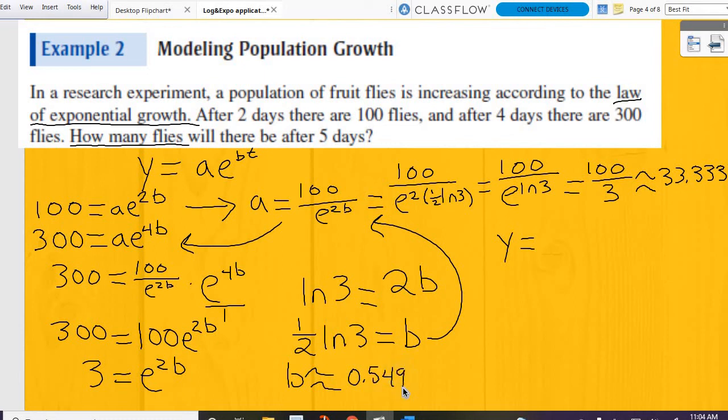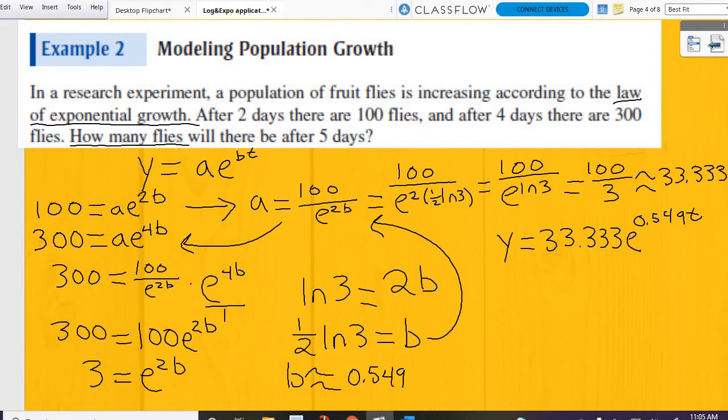Five, 4, 9. So we have 33.333 times e to the 0.5498. Now, if I just ask you, hey, give me an equation that models this data, that's what your answer would be. But they ask us to go a step further. What are they wanting us to do?